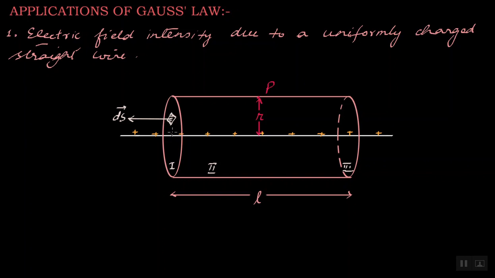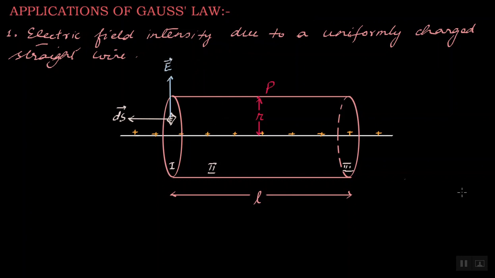Remember, the electric field is always perpendicular to the wire. So the electric field will be coming like this and it will pass perpendicularly. So let me use a different color for the electric field. Electric field through this point will be in this direction. Okay, so this is electric field E bar.